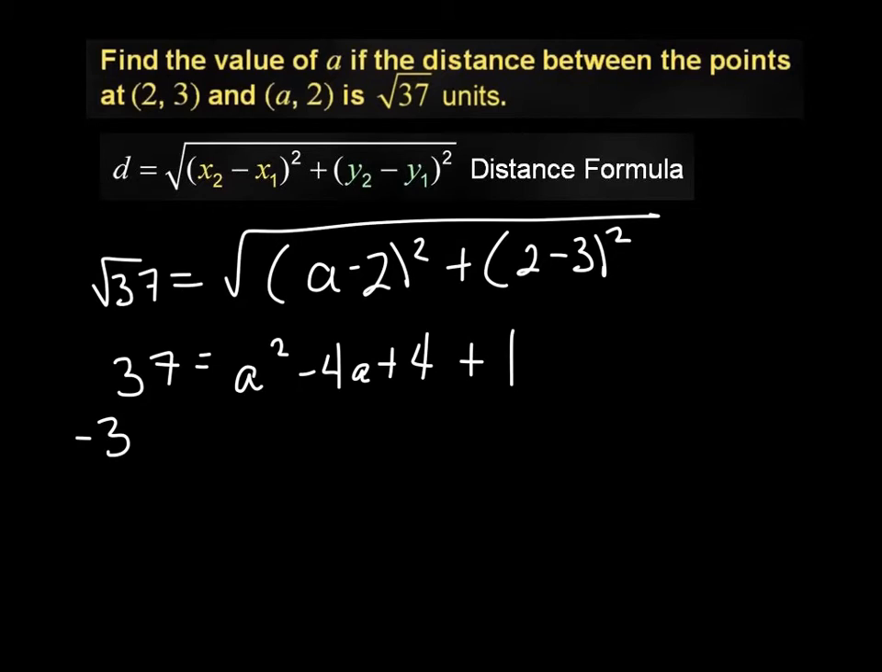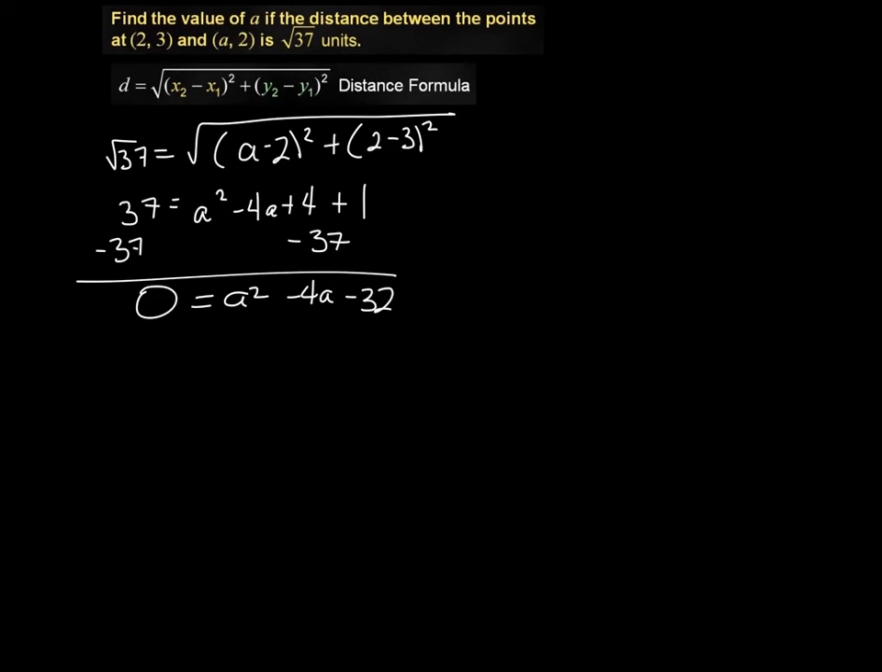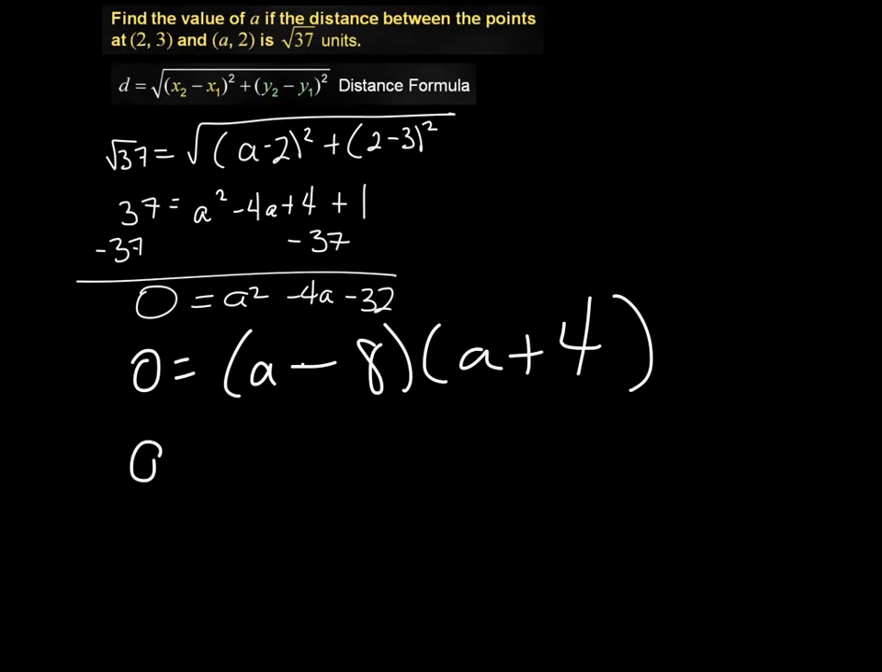So we can subtract 37 from both sides of the equation, and I have 0 equals a squared minus 4a, 1 plus 4 is 5, minus 37 is negative 32. Now I'm looking for factors of negative 32 that give me a sum of negative 4, and negative 8 and positive 4 fit the bill. So my two solutions are 8 and negative 4.